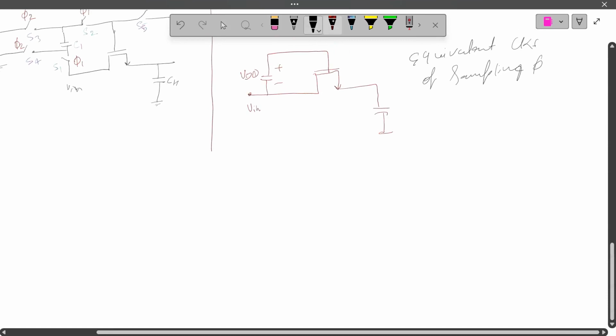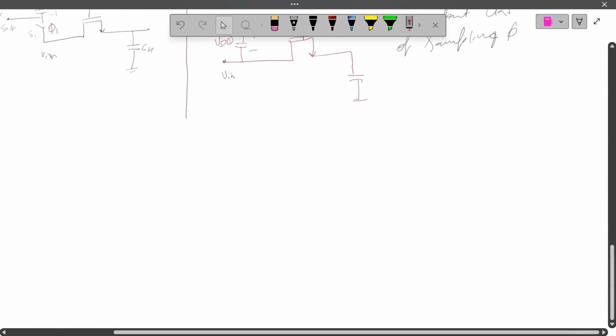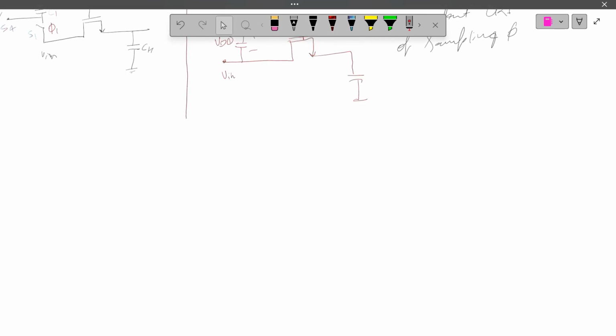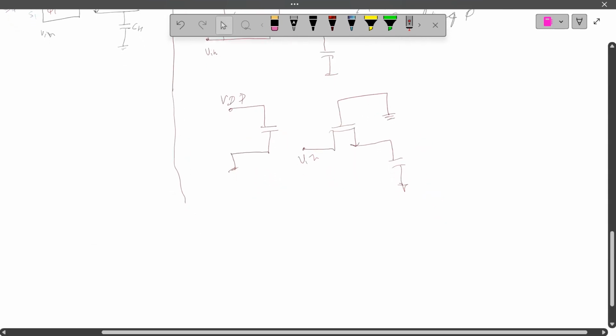During the charging, during the hold of the phi, like during the charging of the capacitor up to the VDD, the circuit looks like this. Okay, this is the VDD, and this is the switching sampling circuit. This is the VIN, and the circuit will look like this one. This is the hold on position, hold the phi.